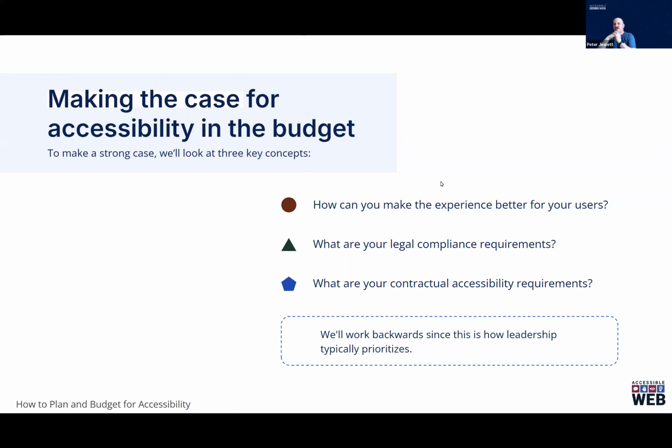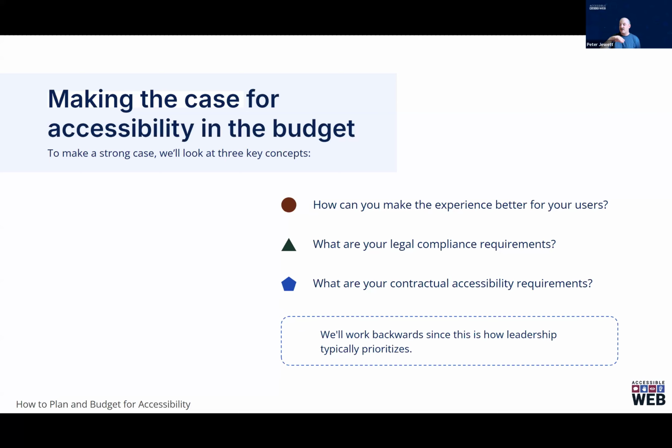So, making the case for accessibility in the budget. To make a strong case as we're putting this together, we kind of started by thinking about what a Venn diagram would look like and why folks are coming to us. Like I said, the most important piece here to us, the way we always want to encourage our customers to think about this, is making the experience better for your users. And then there's also legal compliance requirements. So there's ADA Title 3, ADA Title 2, Section 508, Section 504, European Accessibility Act, Accessibility for Ontarians with Disabilities Act. So depending on where you're at, there's legal requirements.